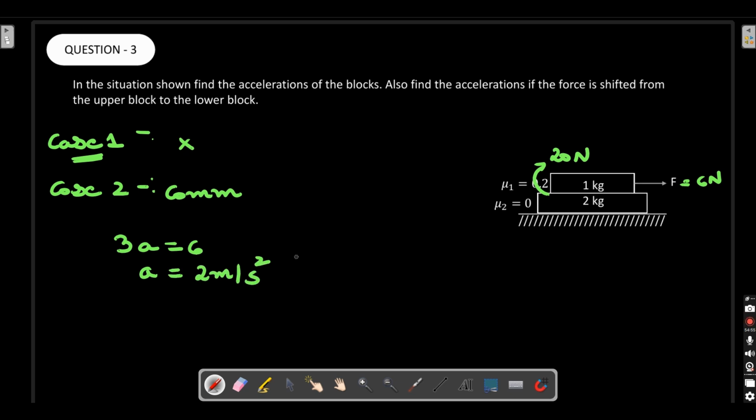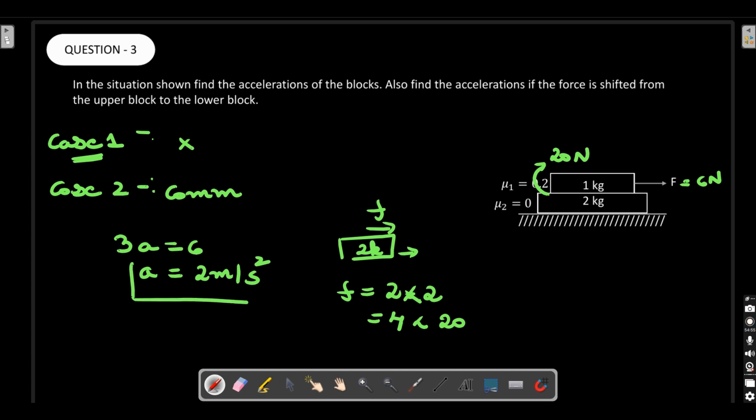Now I need to verify the friction. So this is 2 kg. The friction force will be F here. So F is nothing but 2 into 2, since it is moving with an acceleration of 2 meter per second square. That is 4, right? Which is less than 20, the limiting friction over here. So of course, A is equal to 2. Whatever we have found is right.